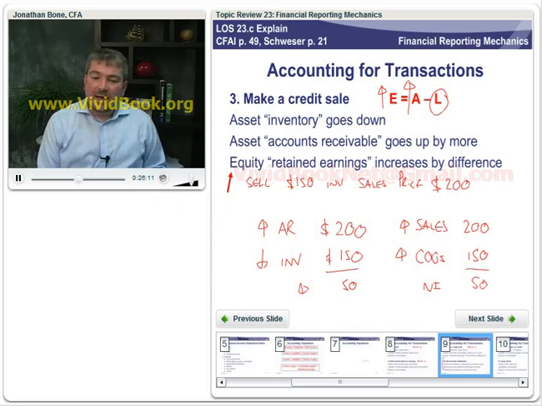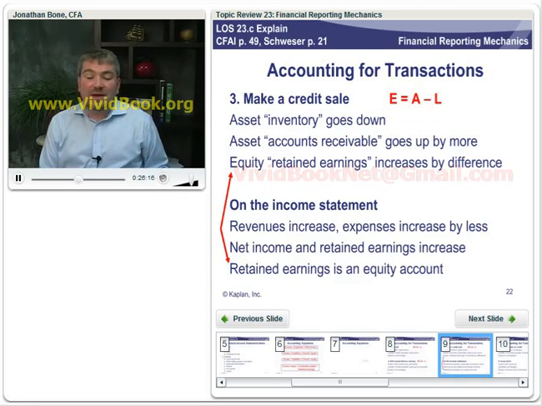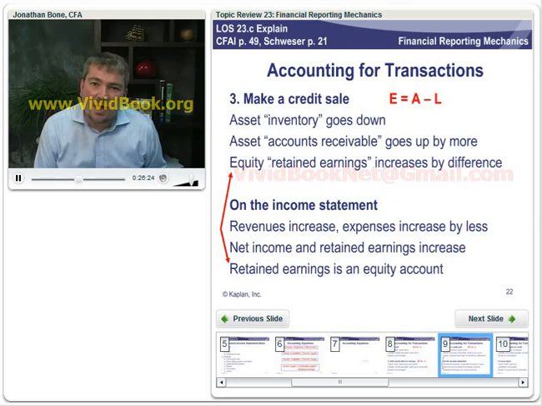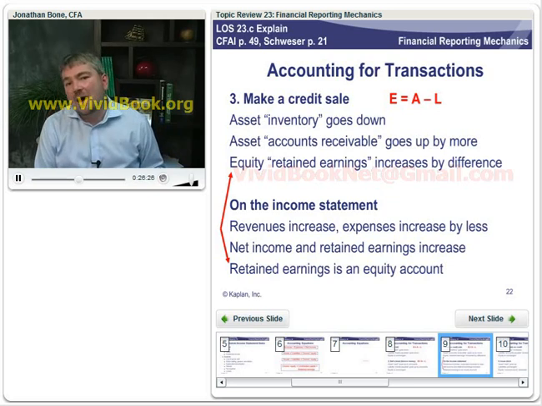So as you can see in the balance sheet, inventory goes down, accounts receivable goes up, and we saw the net of that was a $50 increase, and we saw that equity went up by $50 in retained earnings. And of course, that was as a result of more earnings in the income statement. Sales went up by 200, cost of goods sold went up by 150, and as a result, net income and hence retained earnings in the balance sheet increased by $50.